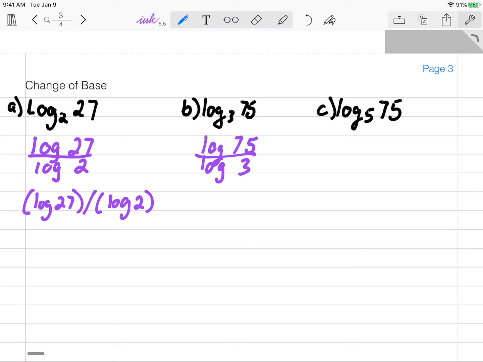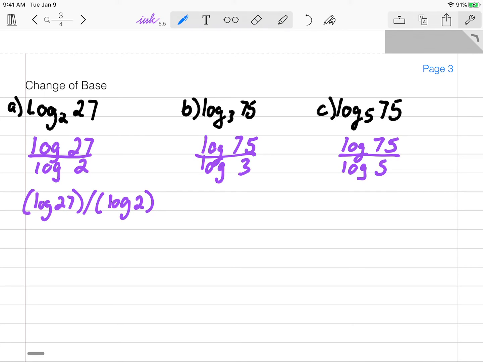So let's look at problem C. How am I going to rewrite it? What am I going to rewrite it as if I use change of base? So that's the log of 75 over the log of 5.